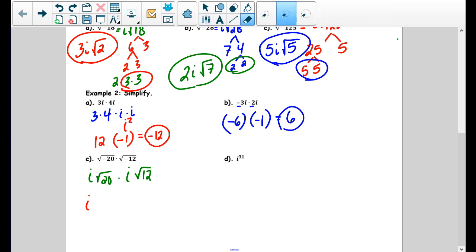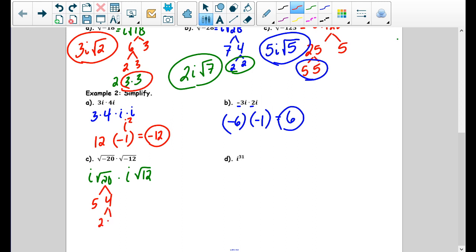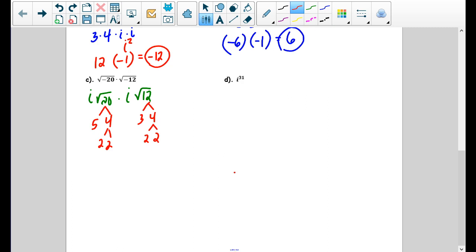So let's look at my factors of 20 and 12. What are factors of 20? 5 and 4. 5's prime, but 4 breaks into what? 2 and 2. What about 12? 3 and 4. 4 again factors into 2 and 2 again. So I have my i, so I have i squared.